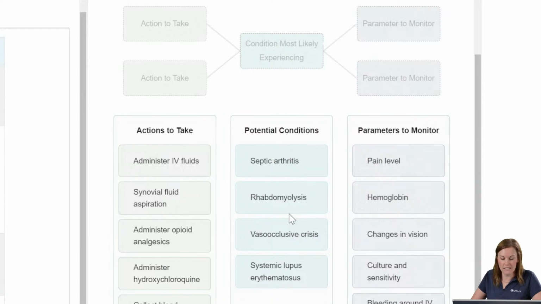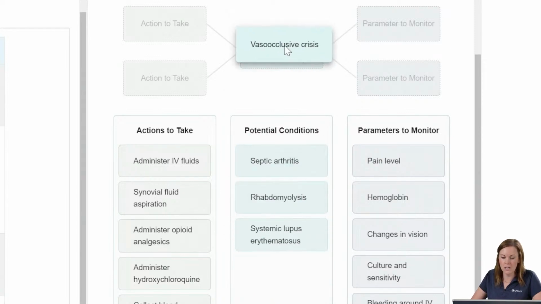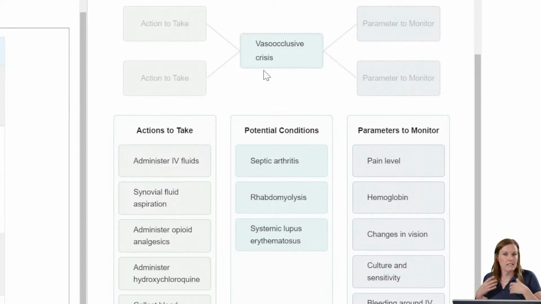The right answer for this is going to be vaso-occlusive crisis. So what we're going to do is drag this up here. And now let's talk about some actions to take. So again, this client has sickle cell. Vaso-occlusive crisis is what happens in an emergent or acute exacerbation of sickle cell. It happens when we get dehydrated, illness, anything like that.